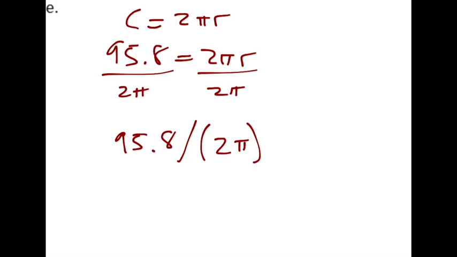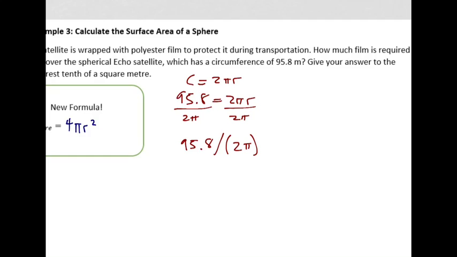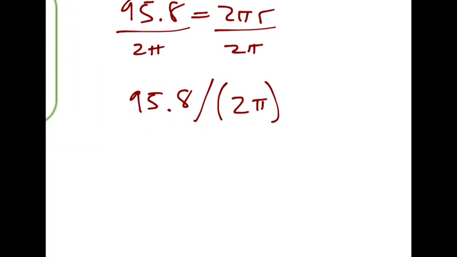Isn't it 2 pi? Nope, 95.8. Okay, so that will give you r. What is the value of r? 15.24. I would store that because we're going to need to use it in a moment.